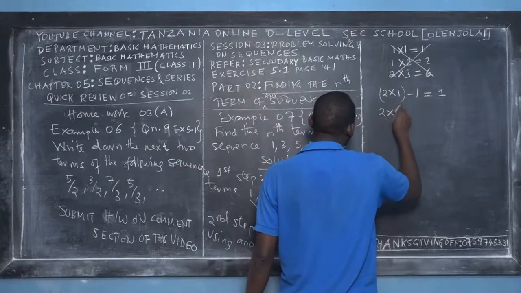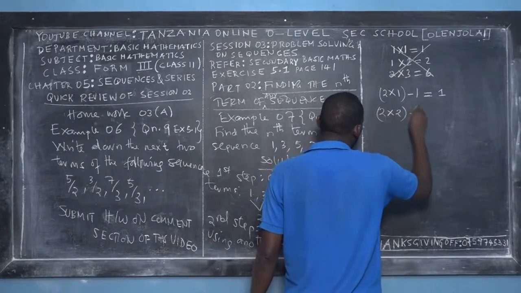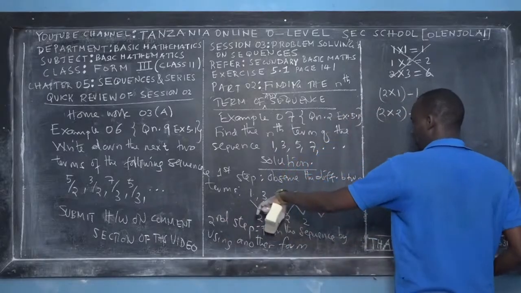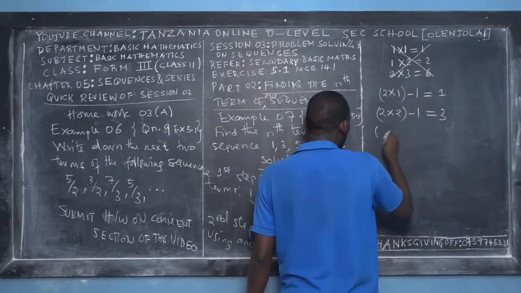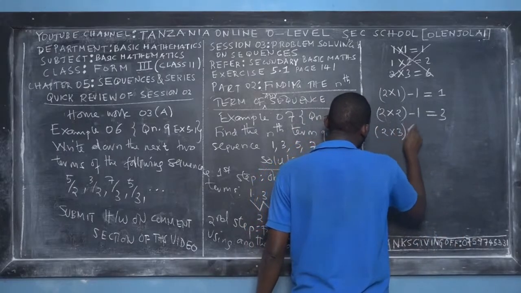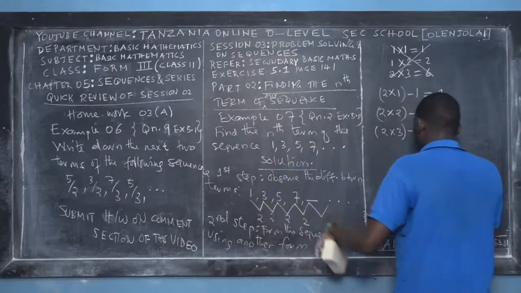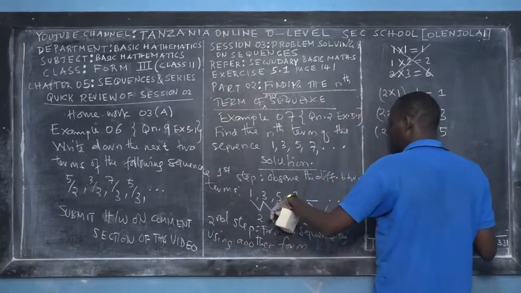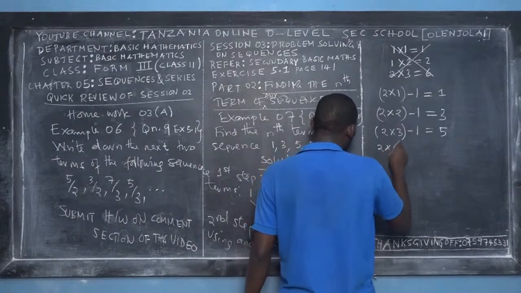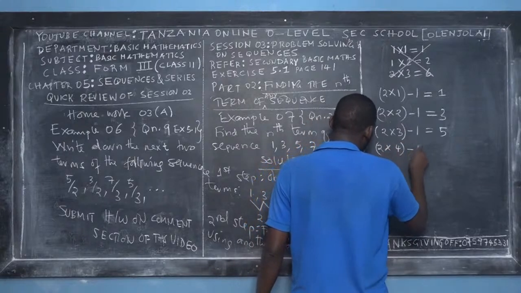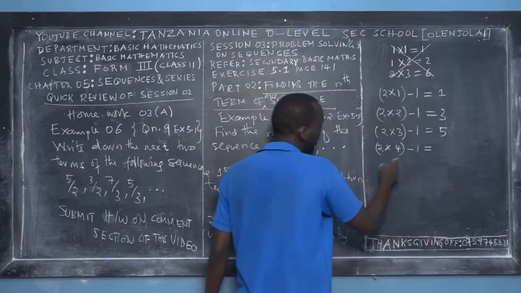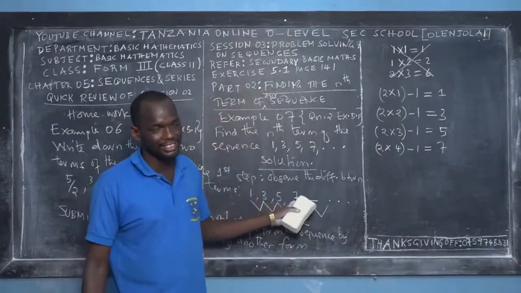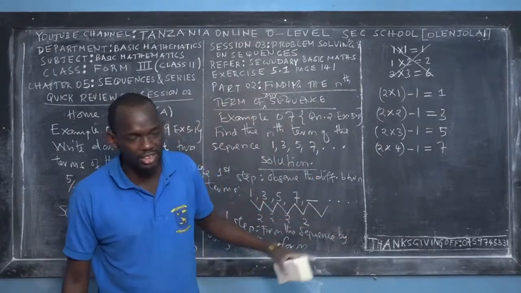Then we take 2 times 2, then minus 1. We get 3. So 1 is the first term, and 3 is the second term. Then we take 2 times 3 minus 1. 2 times 3 we get 6, 6 minus 1 we get 5. 5 is the third term of the given sequence. Then 2 times 4, then minus 1. 2 times 4 is equal to 8, 8 minus 1 is equal to 7. So the last given term is 7, and the sequence is still proceeding.